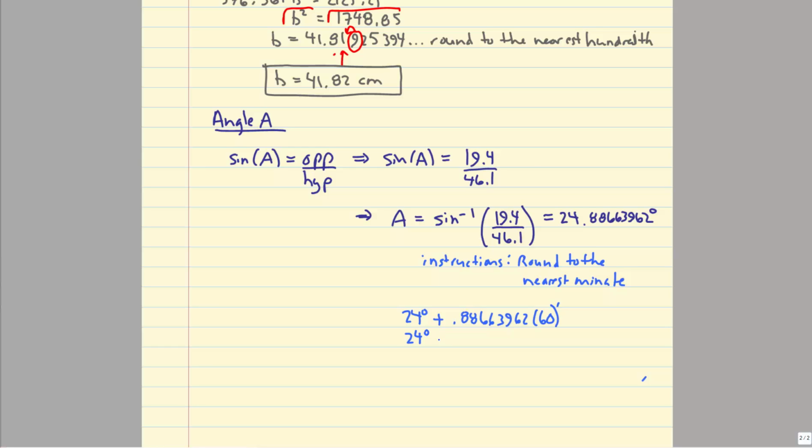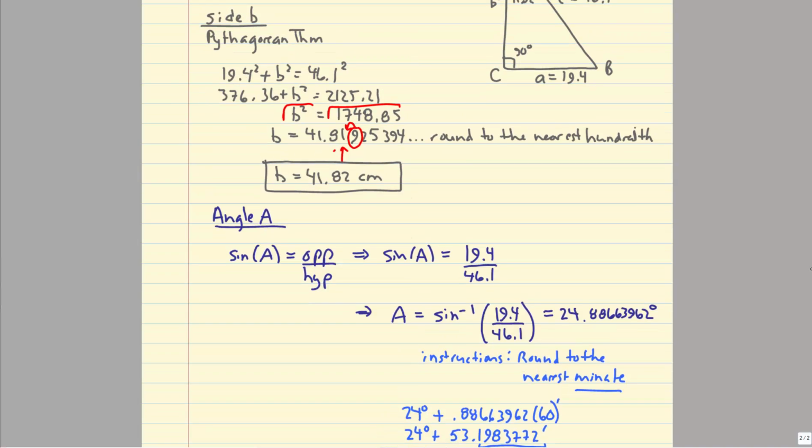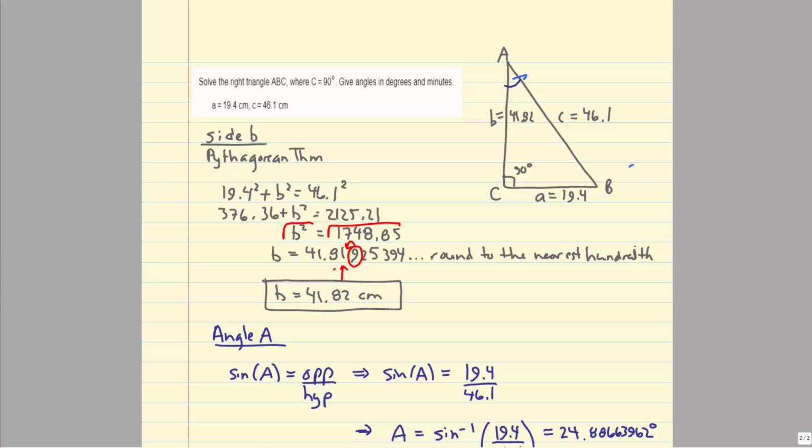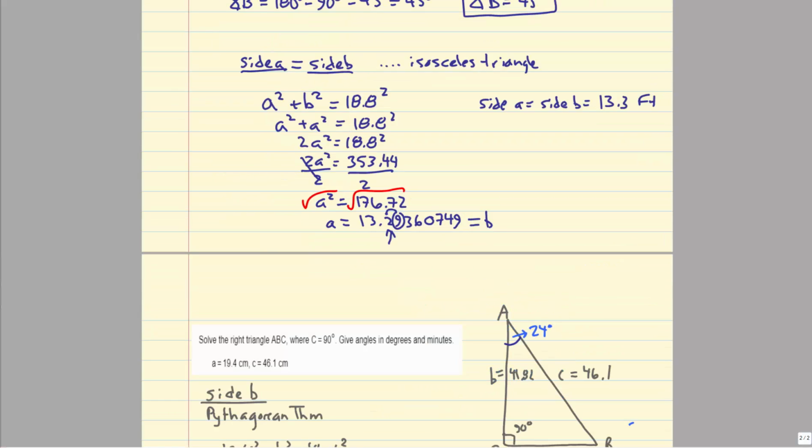So this would be 24 degrees plus 53.1983772 minutes. Now if I round this to the nearest minute as this shows, this would be 24 degrees, 53 minutes. Now this 0.1982 means about 19 or 20% of a minute, which wouldn't be enough to round it up to the next minute. So A is equal to 24 degrees, 53 minutes. So let's go label that up here. So A equals 24 degrees, 53 minutes.